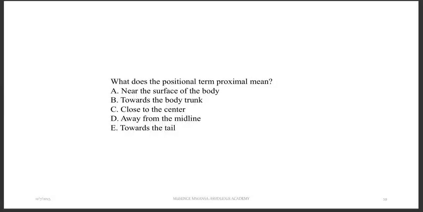The next term. What does the positional term proximal mean? A, near the surface of the body. B, toward the body trunk. C, close to the center. D, away from the midline. E, toward the tail. What does the term proximal mean? Is it near the surface of the body, towards the body trunk, close to the center, away from the midline, or towards the tail?